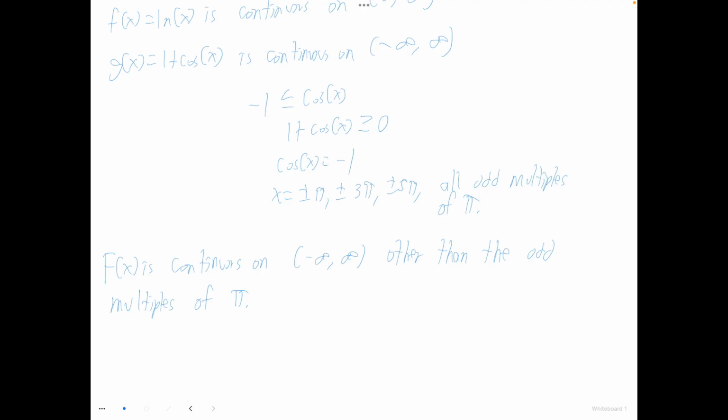Now we can write this in interval notation as n pi, comma n plus 2 pi, for any odd integer n. So that's another way of writing this down, of just saying from everywhere from n pi to n plus 2 pi, we are continuous where n is any odd integer.